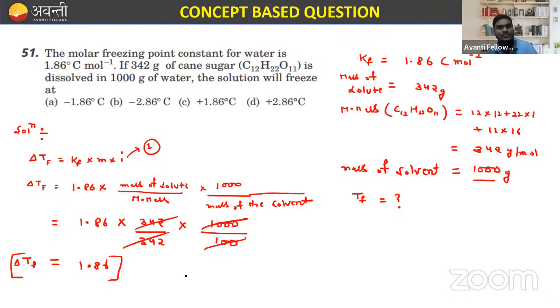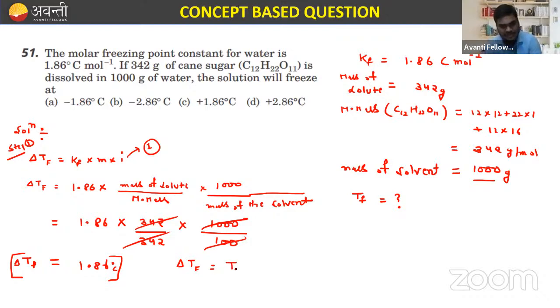This is 1.86 degrees Celsius. Now you have to calculate the freezing point of the solution. In every question, step number one is very similar: you just have to calculate delta TF or delta TB. Once you calculate delta TF or delta TB, then in the next step you calculate the boiling point or the freezing point of the solution.